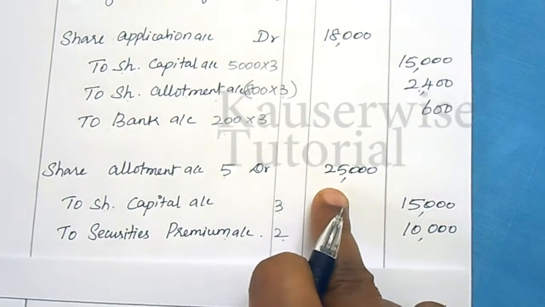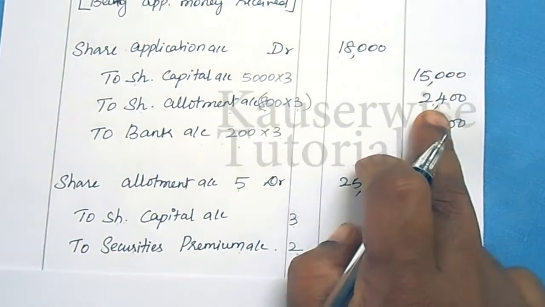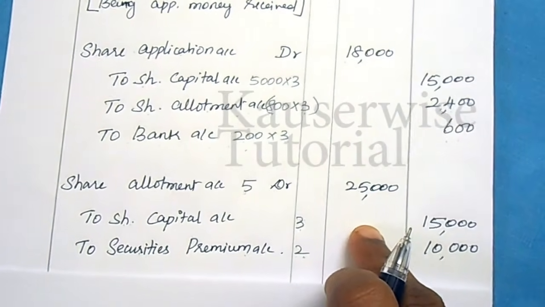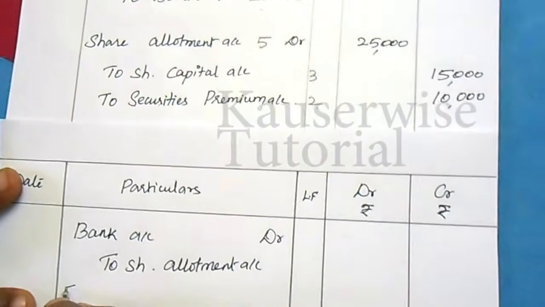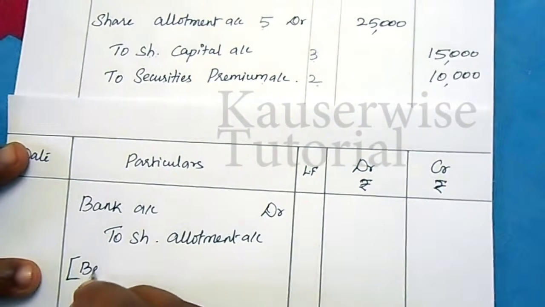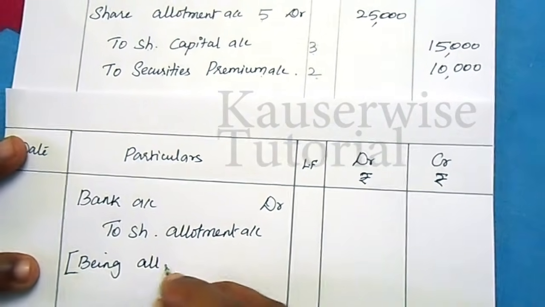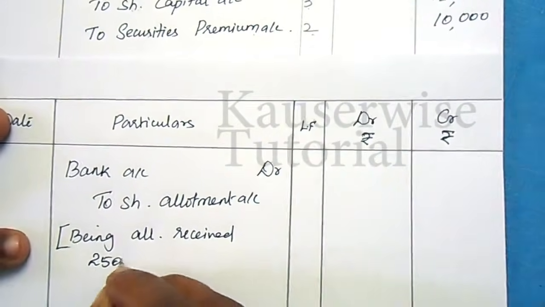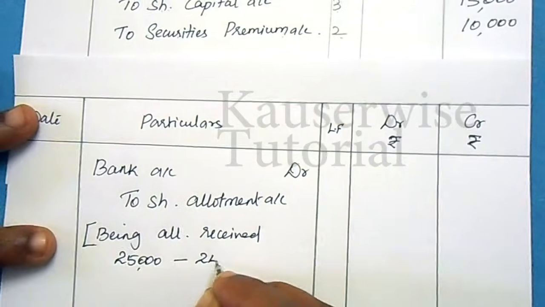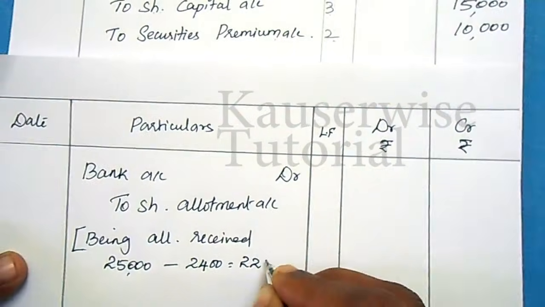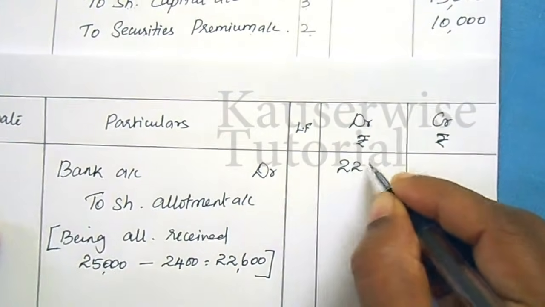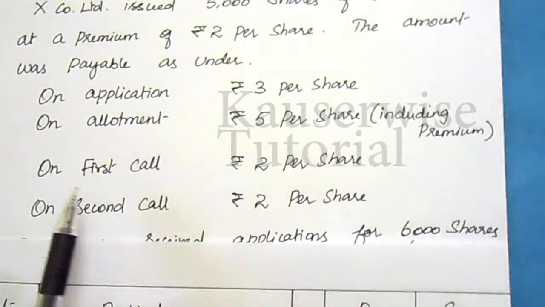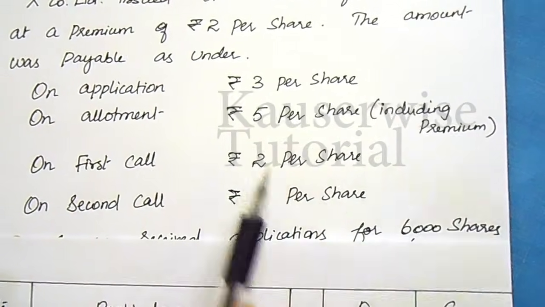So we are supposed to receive 25,000. Along with the application money we have received 2,400. Now you can subtract this value from 25,000. The remaining amount will be received from shareholders. Being allotment money received. Okay, so out of 25,000, you have already received 2,400, remaining 22,600. 22,600 received from shareholders. Next entry is first call money due, rupees 2 per share.